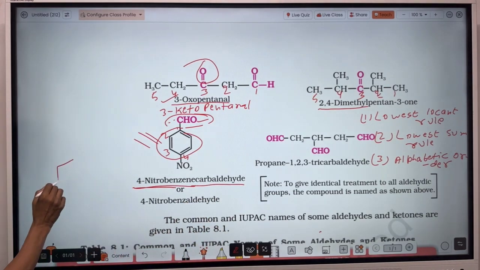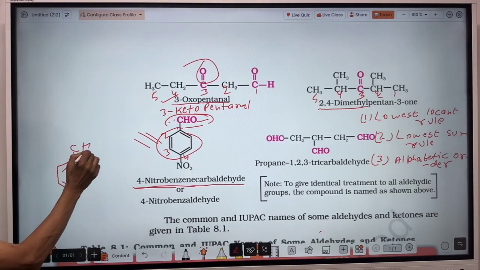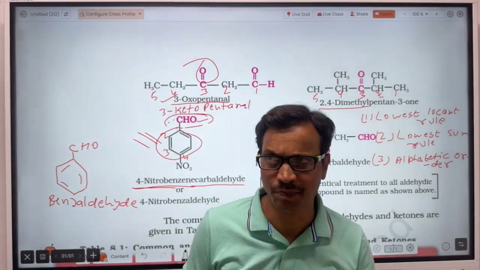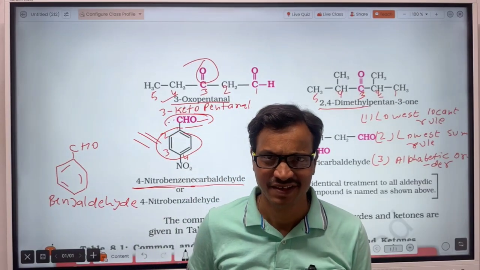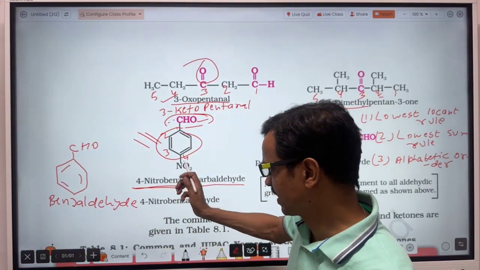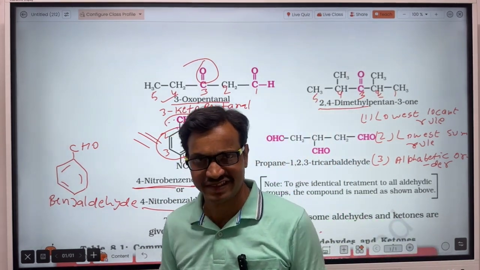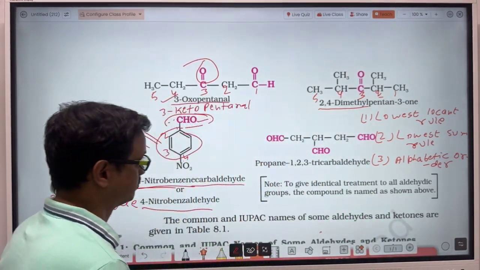Now when benzene is attached to the carbon, that means when the CHO is bonded to the benzene, nowadays it has been adopted by IUPAC that its name is benzaldehyde. The name benzaldehyde has been adopted by the IUPAC system. So that's why we can also write 4-nitrobenzaldehyde. Okay, clear? Now let's see another.